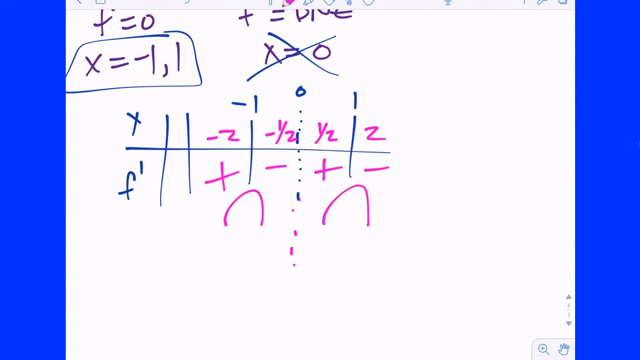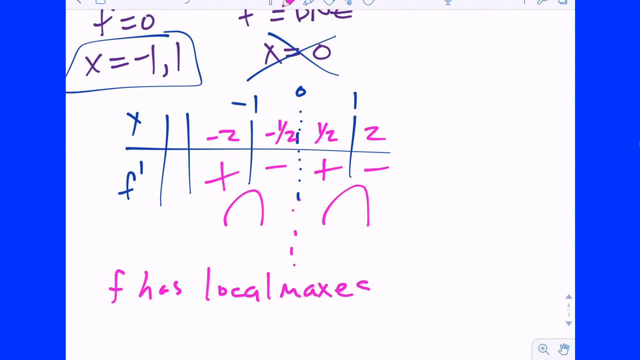Critical values and discontinuities. Good. Let's go ahead and say the sentence. F has a local max? No, I don't think so. Has local maximums. How would you abbreviate max?